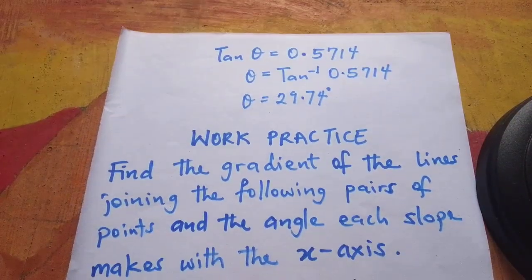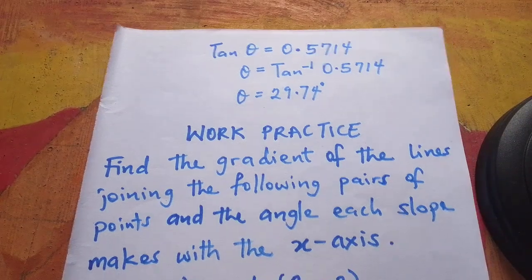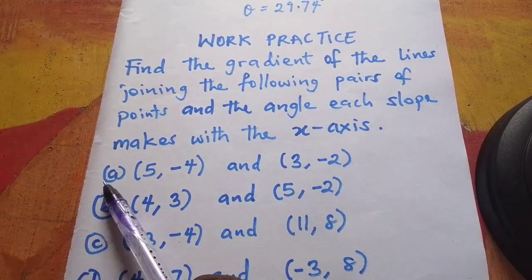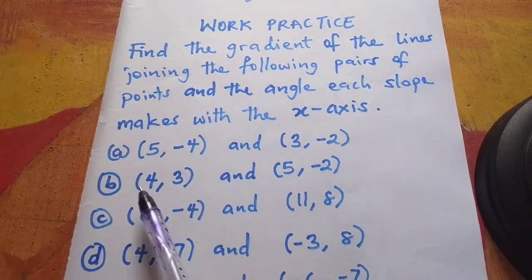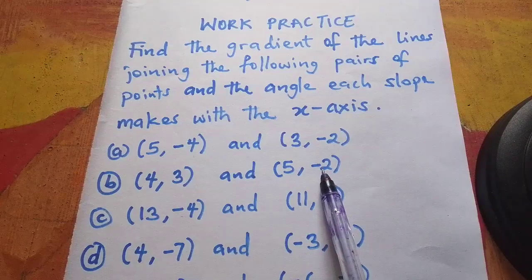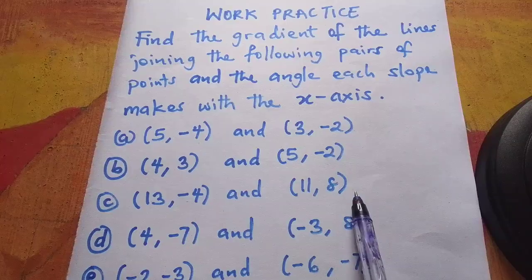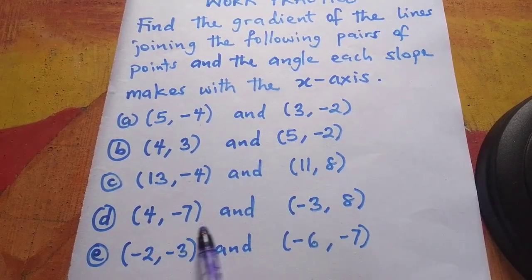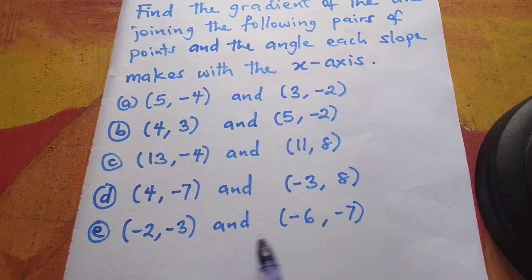So for your practice work, find the gradient of the lines joining the following pairs of points and the angle each slope makes with the x-axis. We have in this coordinate (5, -4) and (3, -2). Then B, the coordinates (4, 3) and (5, -2). Coordinates (13, -4) and (11, 8). Coordinates (4, -7) and (-3, 8). Coordinates (-2, -3) and (-6, -7).